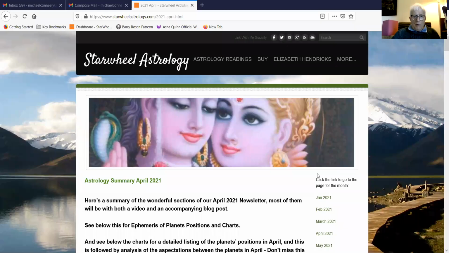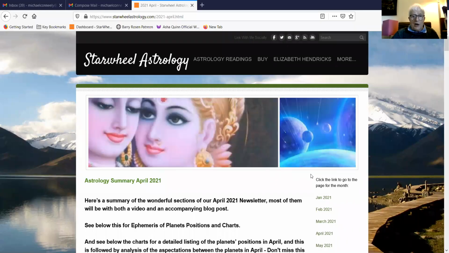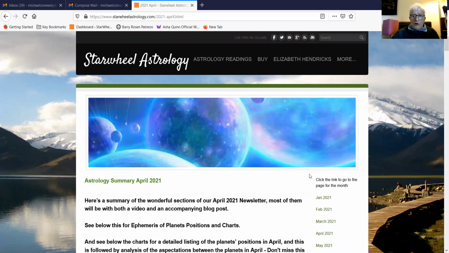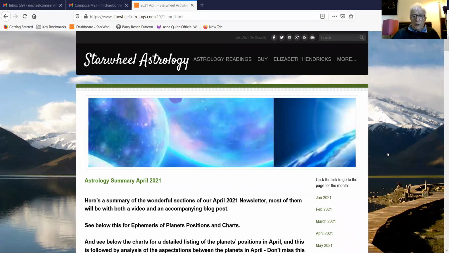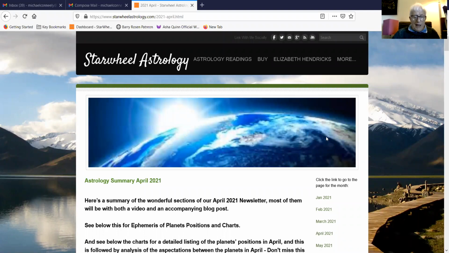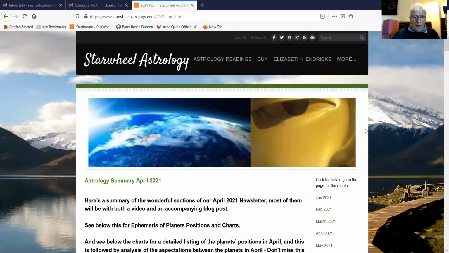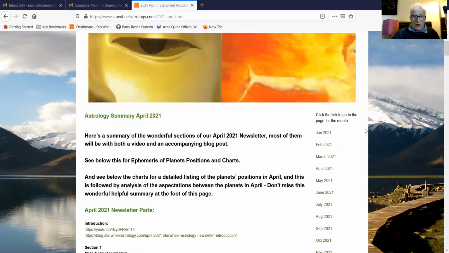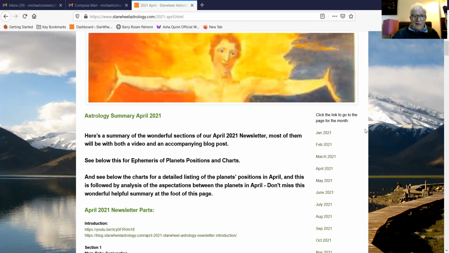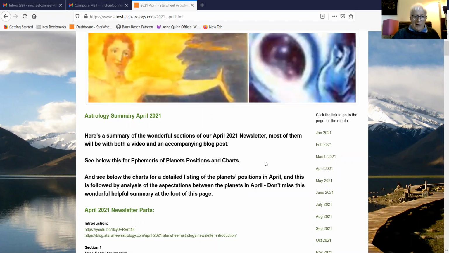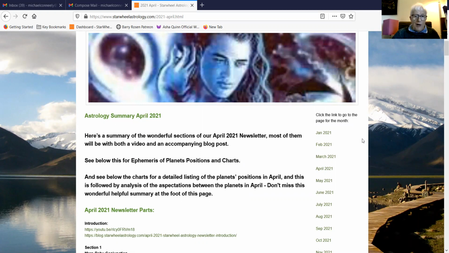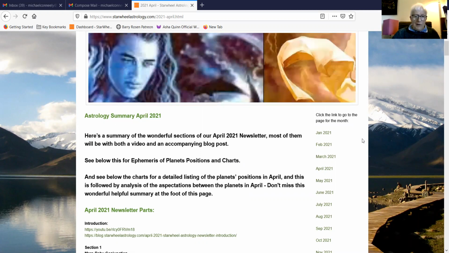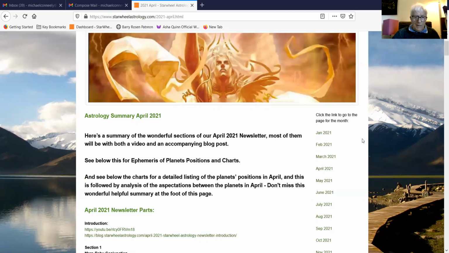So let's share onto the 2021 April page on my Star Wheel Astrology website. Before we look at the moon charts, I'm going to scroll down the page so you can see what is on the page above the moon charts. First of all, there's the introduction, which says that this page contains a list of the newsletter parts and the links to their videos and blogs.